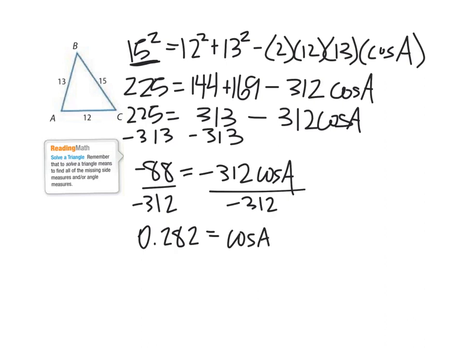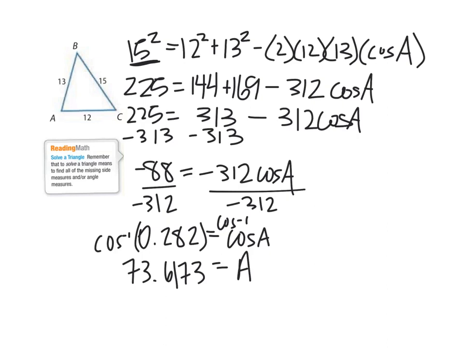Now to find out what A is equal to, I have to get rid of the cosine. The way to get rid of it is to take the inverse cosine. So I'm going to take the inverse cosine of 0.282, and I'm going to take the inverse cosine on the other side. Cosine, inverse cosine, they cancel each other out, and I get 73.6173 is equal to A.